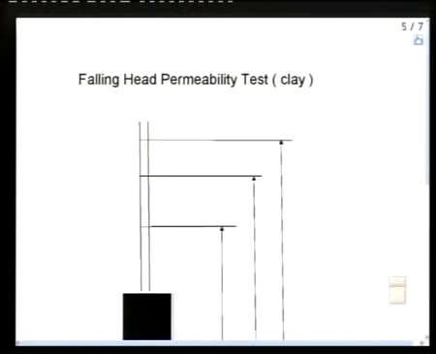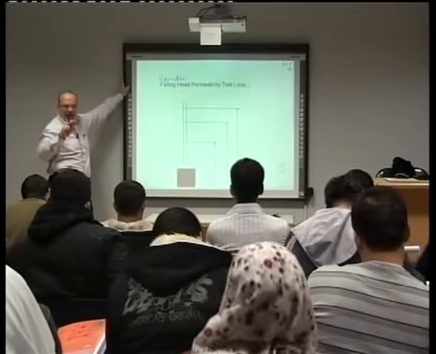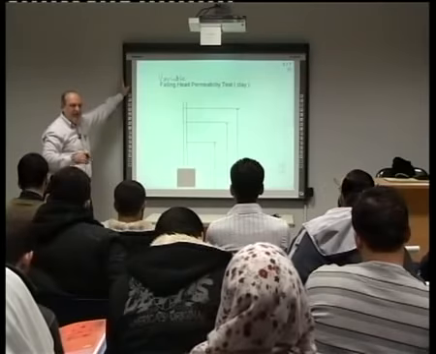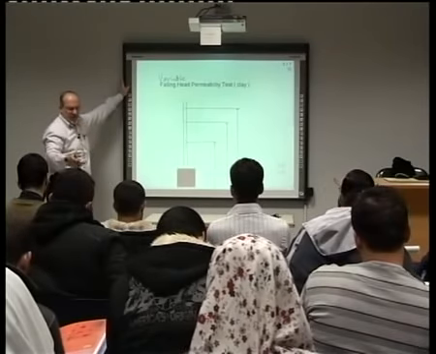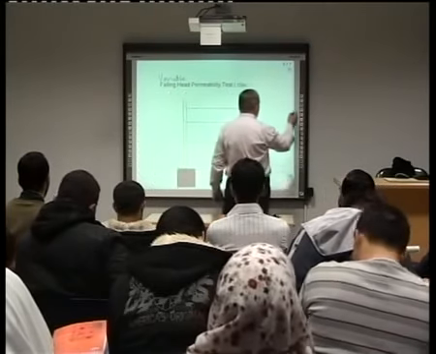It's called falling head permeability test, or even variable head permeability test. Why falling? Because there is a change. It was fixed, constant, in sand. Now here it is falling head. There is a change in level, a change in elevation, in water elevation. Variable because it's changeable, right? So this is used for clay or for fines.